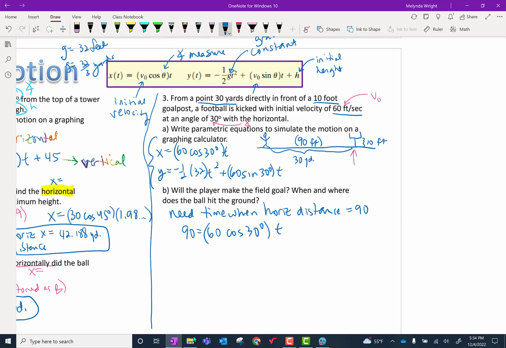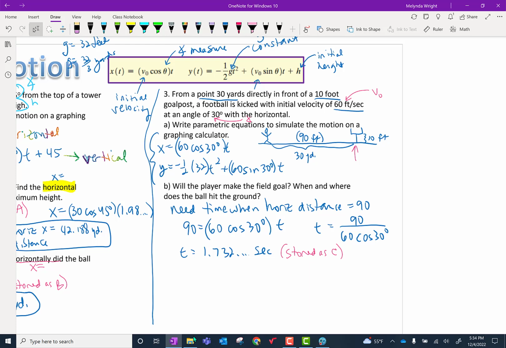And we use our calculator. You could do it old school and just divide that out and stick that in your calculator. And you'll find that t is 1.732, etc. seconds. And I stored this as c when I was doing my work. I stored it as c. Okay, so that's when we're at 90 feet. Okay, so when we're at 90, that's good.